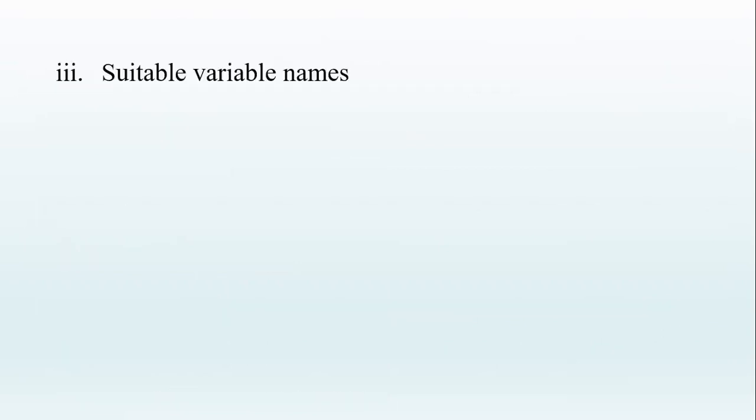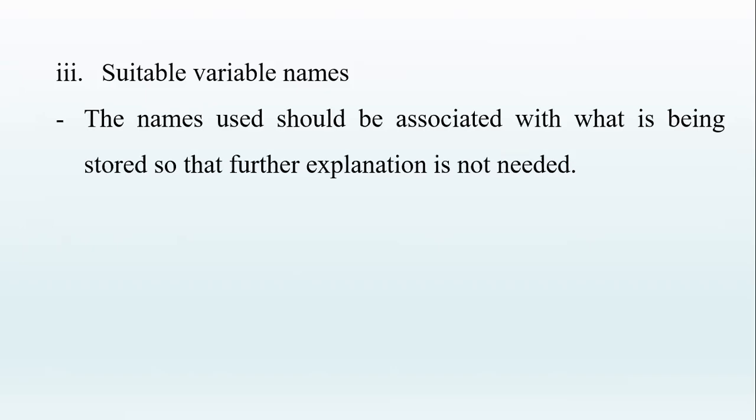Number three is suitable variable names. The names used should be associated with what is being stored so that further explanation is not needed. In other words, when you are coding a program, it's always advisable that you use variable names whose contents you can easily tell just by their name.